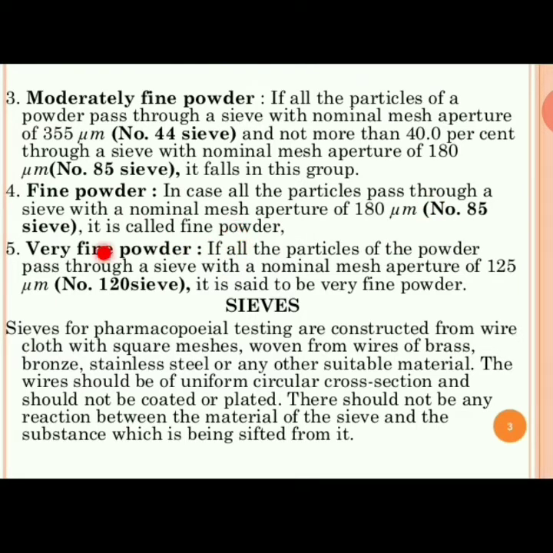Okay, then very fine powder. If we want very fine powder, then the particle must pass through 125 micrometer size of nominal mesh aperture, that is sieve number 120. It is said to be very fine powder.